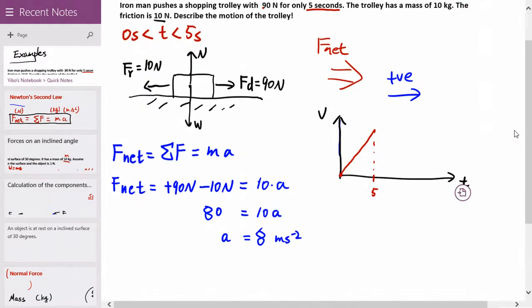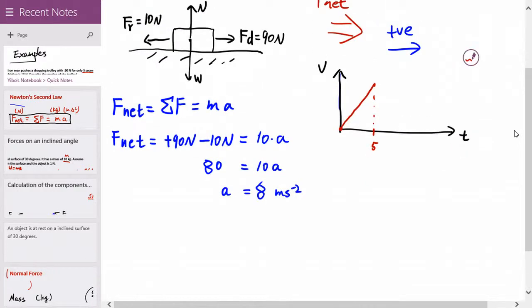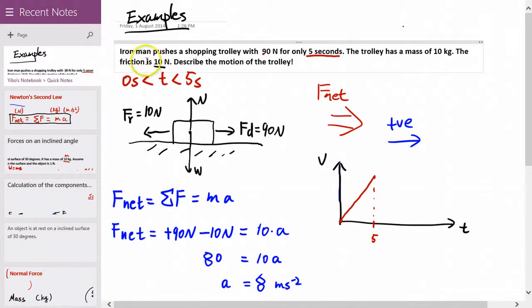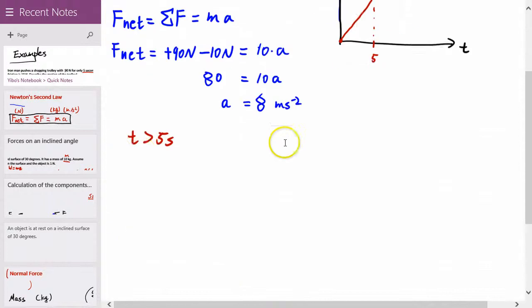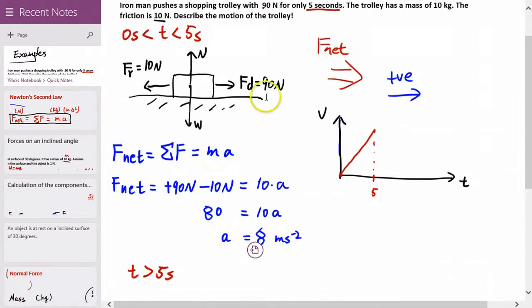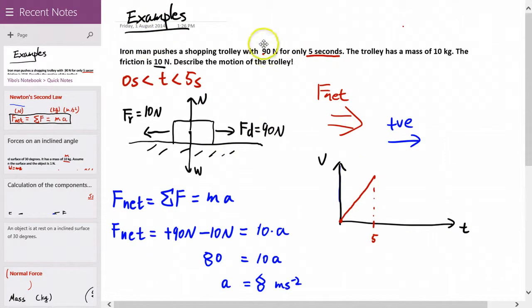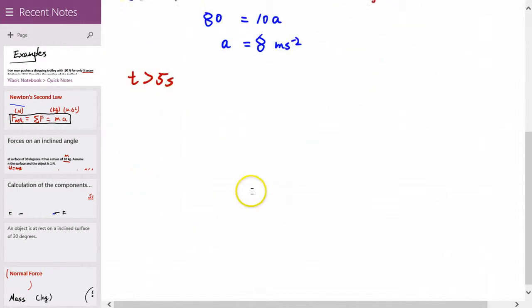Now, after 5 seconds, when t is greater than 5 seconds, Ironman is not pushing the trolley anymore. Ironman is tired, or I have no idea what happened to him, but he stopped pushing the trolley. So the 90 newton driving force is gone. It is gone.